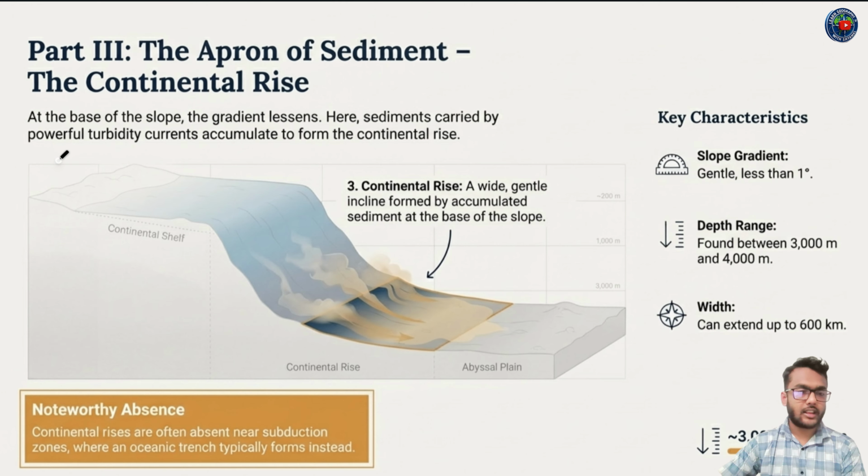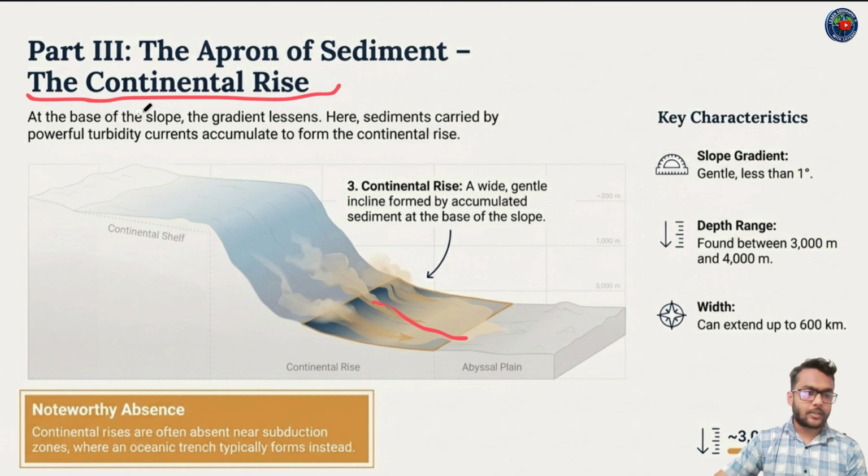Next, coming to the third point, continental rise. This is the portion between the abyssal plain and the continental slope. At the base of the slope, the gradient lessens. Here, sediments carried by powerful turbidity currents accumulate to form the continental rise. A wide, gentle incline formed of accumulated sediment at the base of the slope. Key characteristics are slope gradient, gentle, less than 1 degree.